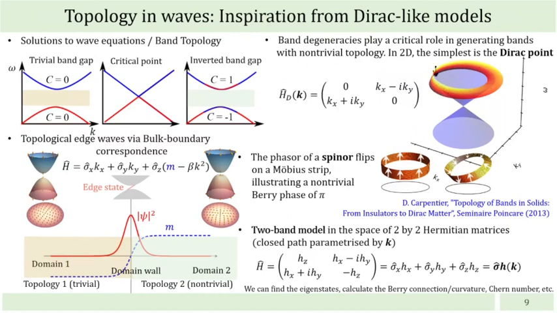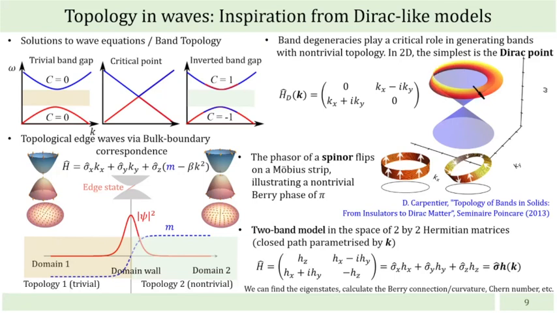So in fact, two gapped insulating materials can be topologically distinct depending on the topological invariant of the band. And the critical role in generating the bands with non-trivial topology is played by the band degeneracies. And the simplest one is the Dirac crossing. So the Dirac Hamiltonian acts on the two-component spinor wave function.